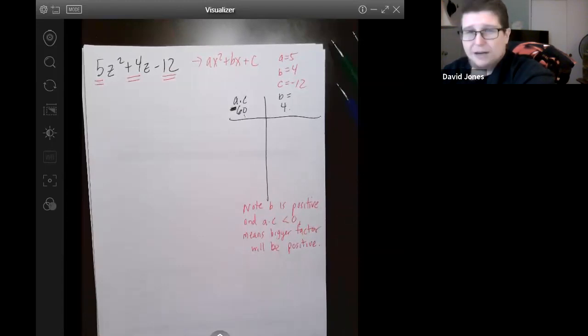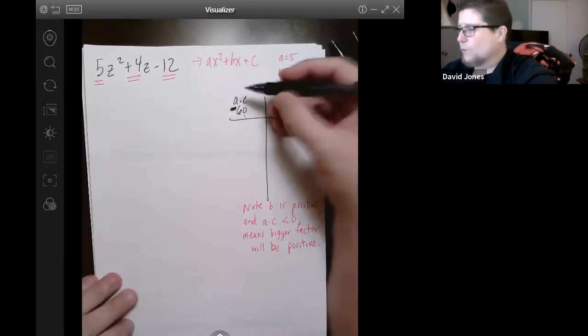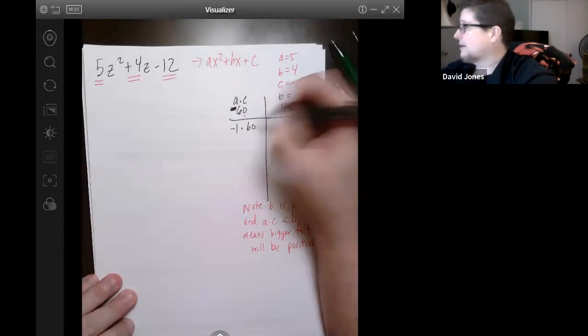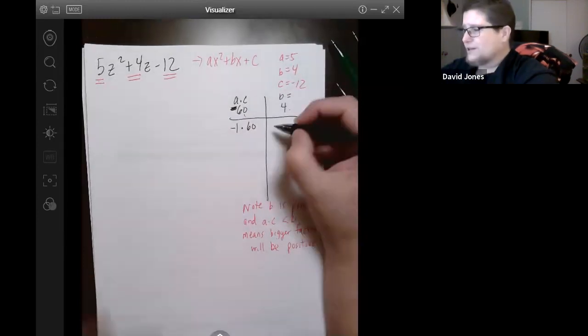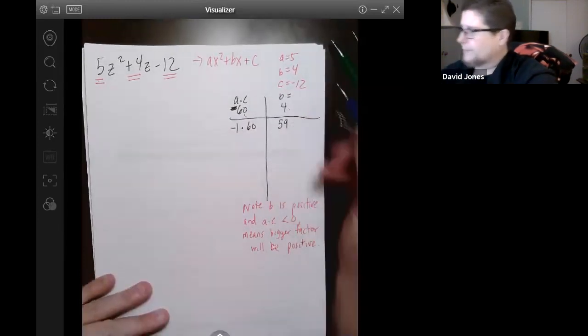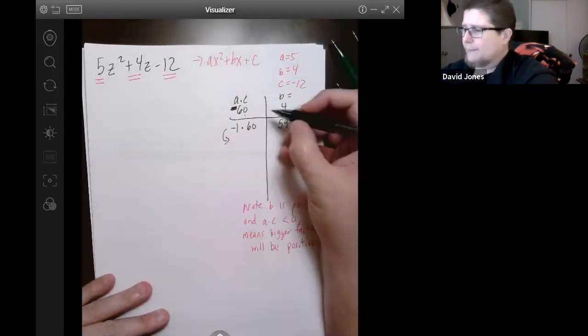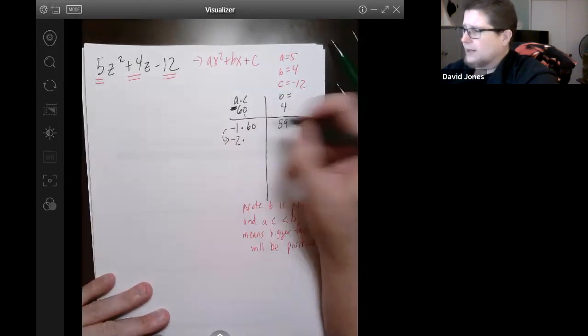So we have two numbers and they add together. If the bigger one's negative, like -10 and +4, we add them together, we get -6. B would be negative. So we want the bigger number to be positive. So rather than doing 1 and -60, I'm going to start with -1 times 60. That adds up to 59. Then I'll increment that by 1, -2.